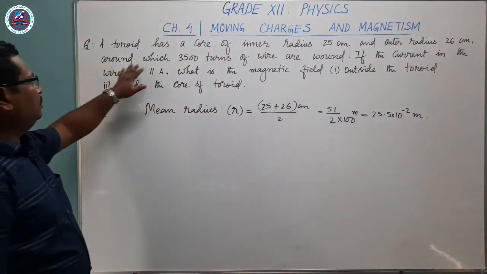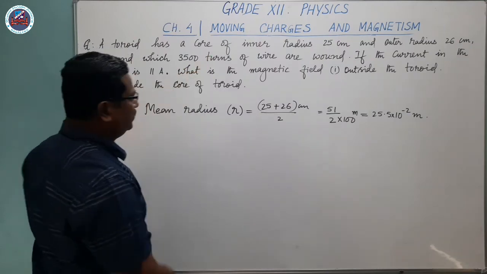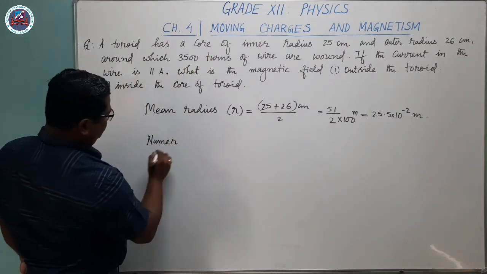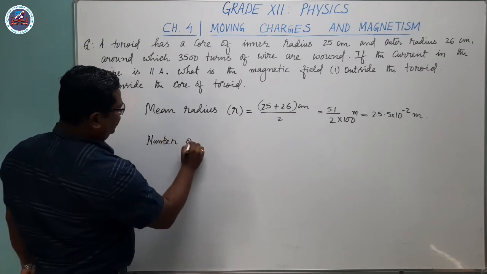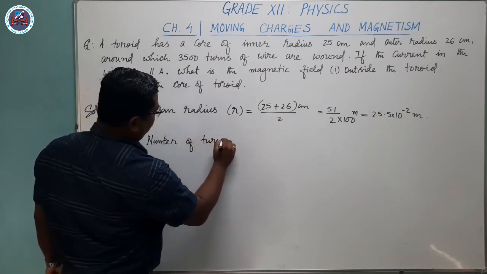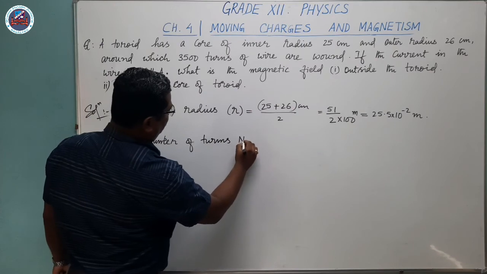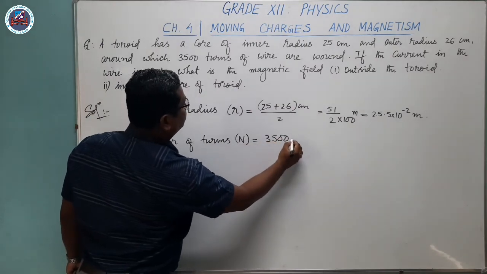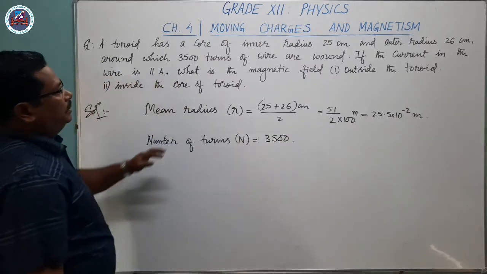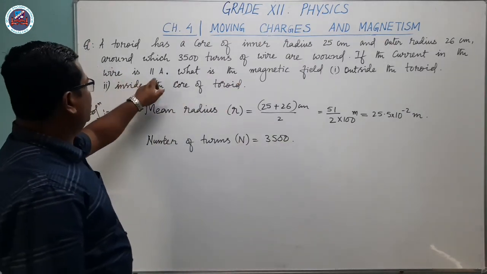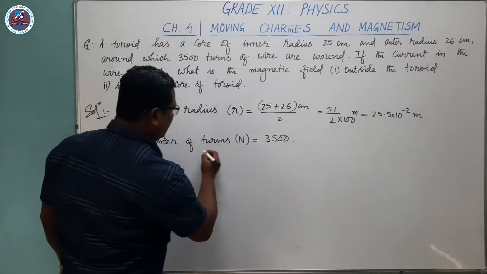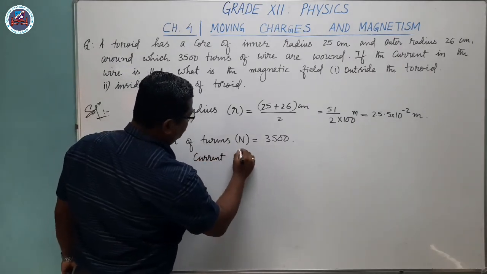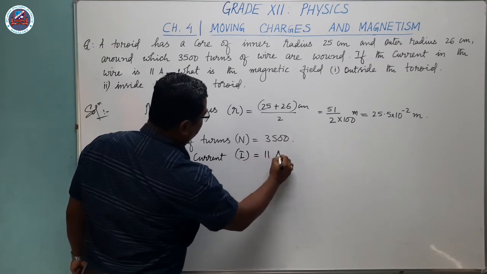Then, what number of turns is given? We use capital N for number of turns. It is 3500. And the current passing through the wire is 11 ampere. Current I is equal to 11 ampere.